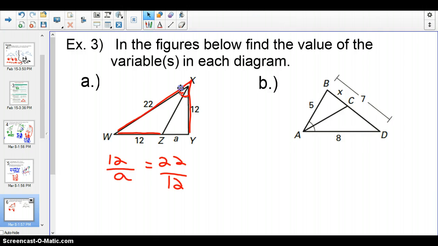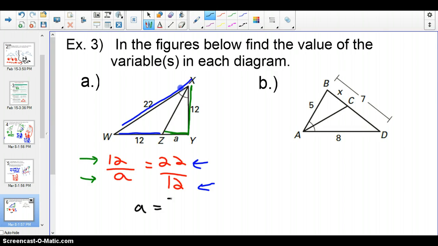Okay, so one more time, let me walk through where I got all these numbers. This 12 I'm getting from this side here, and this A I'm getting from here. And then this 22 here I'm getting from here. And then this 12 I'm getting from here. All right, so cross multiply, do some math. A is 72 over 11.